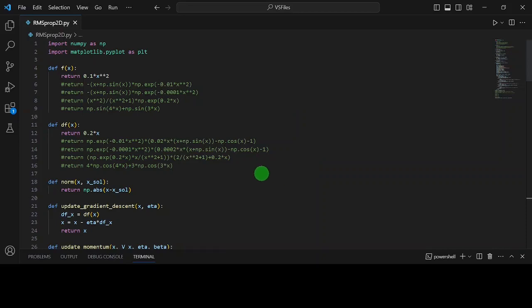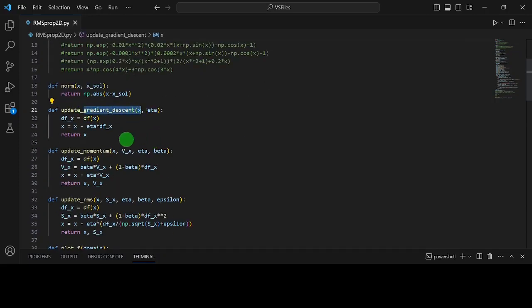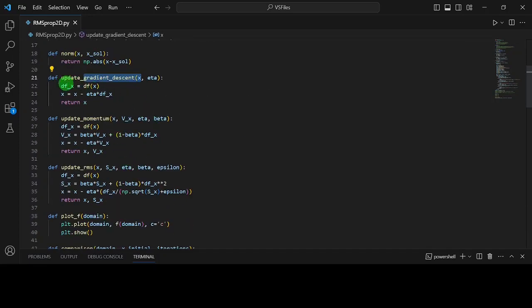Alright, so in this video I'm going to compare some simulations for different algorithms for updating the parameters in a neural network. So we've got gradient descent, just standard gradient descent, and that looks like this, where x is x minus the learning rate times the derivative. And this is only for the 2D situation, by the way.